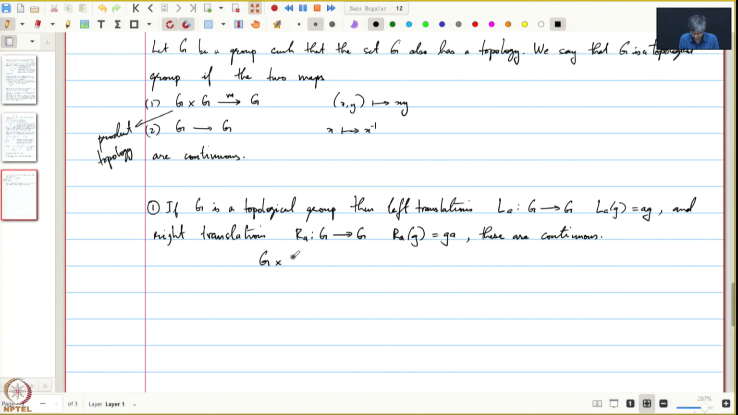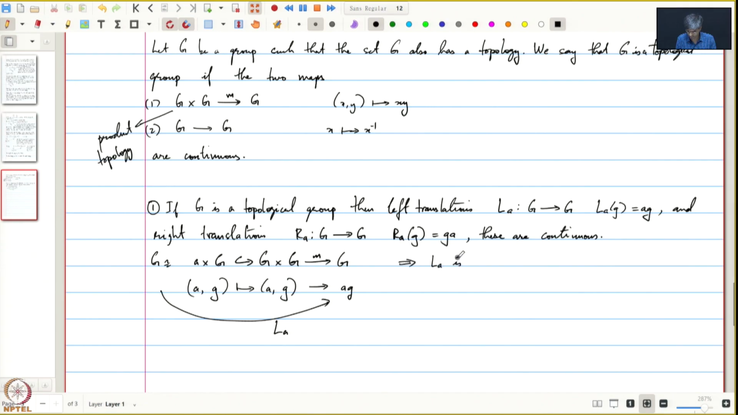So we can look at G cross G to G. We have the multiplication map, right? And here we can look at {A} times G sitting inside G cross G. So this inclusion is given by g maps to (A, g), and when we multiply, we get Ag. So this is homeomorphic to G, and this composite is L_A. So since this inclusion is continuous and multiplication is continuous as G is a topological group, this implies that L_A is continuous.